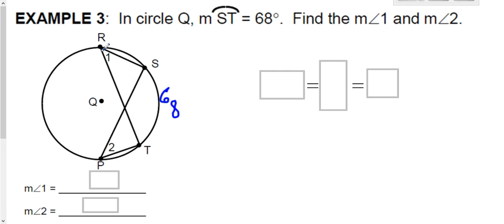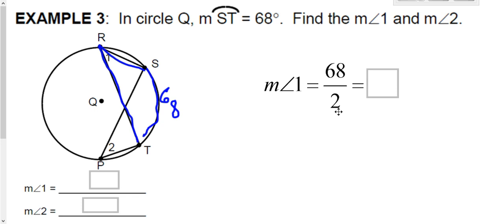So if I look at angle 1, one of the sides goes here, one of the sides goes here, and then finding its intercepted arc goes from here to here. Its intercepted arc is ST. So I know that the angle is half this measure. So we do that over here. The measure of angle 1 is half of 68, or 68 divided by 2, which is 34 degrees.